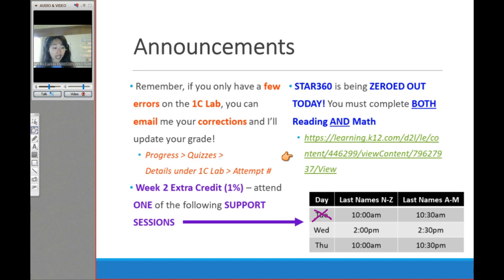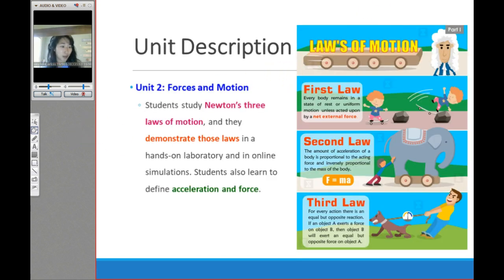If you need any help with that, if you need help figuring out your username or your password, please email me. I'm happy to help you out with that. Again, for lab errors, please email me. Week 2 extra credit is Wednesday and Thursday. You have 2 more opportunities for that. And Star 360, get that done today. Both reading and math. You have to get both done.